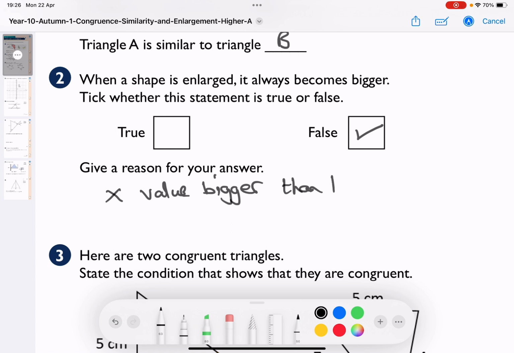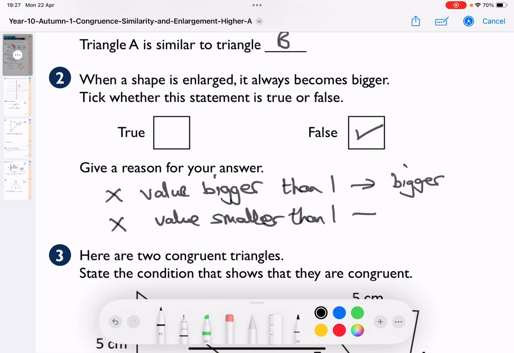However, if we get a value smaller than 1, we usually use fractions. If it's a value smaller than 1, then it gets smaller. So a good example would be half size. So that would be times by a half. A quarter of the size, times by a quarter. But we still call them enlargements.